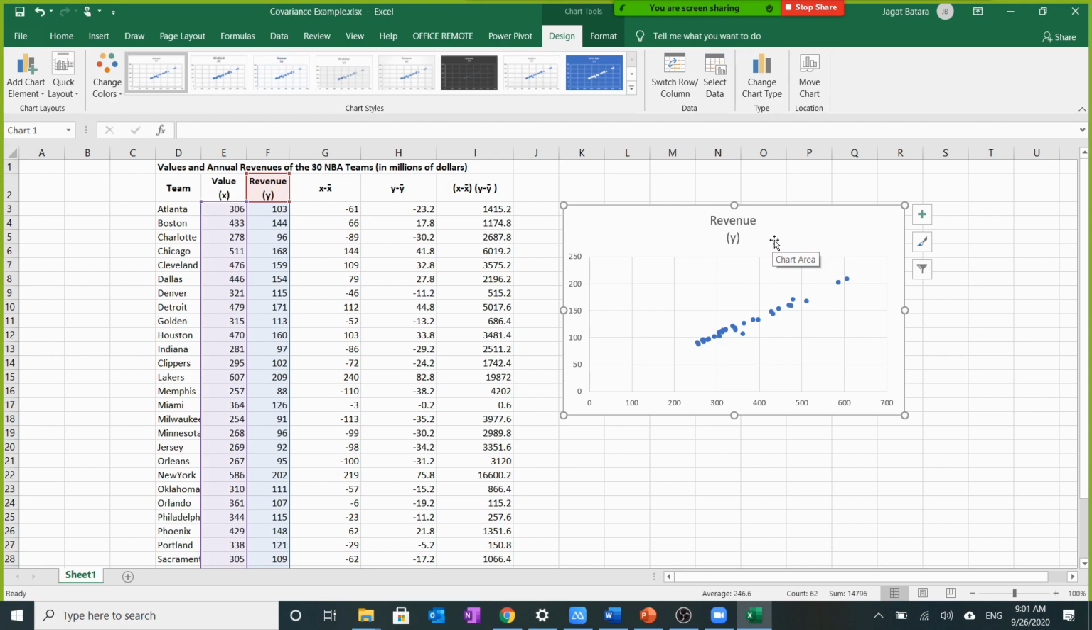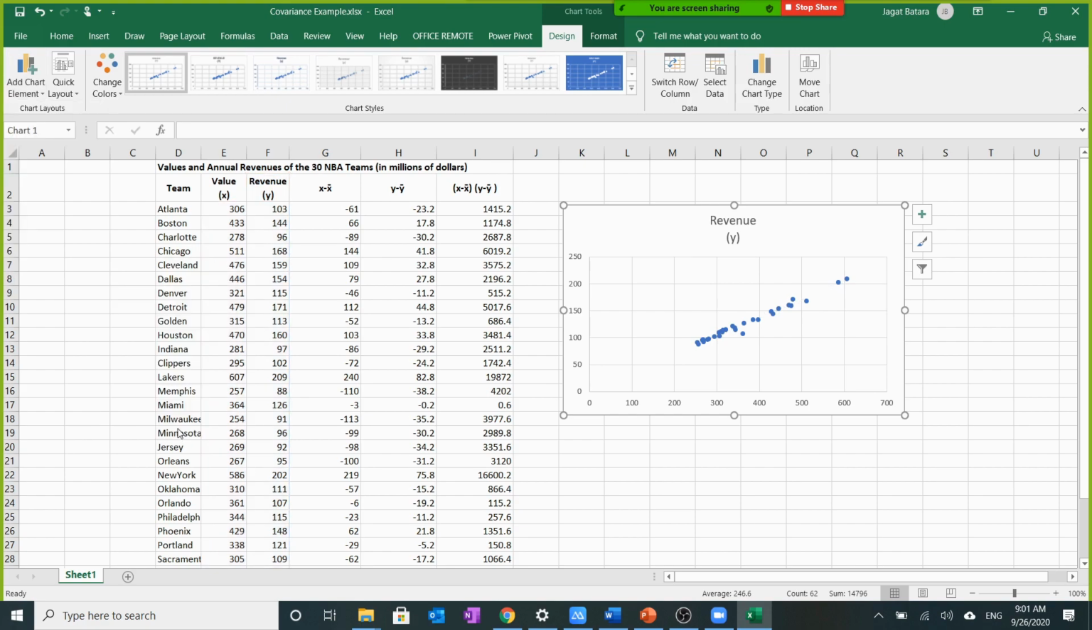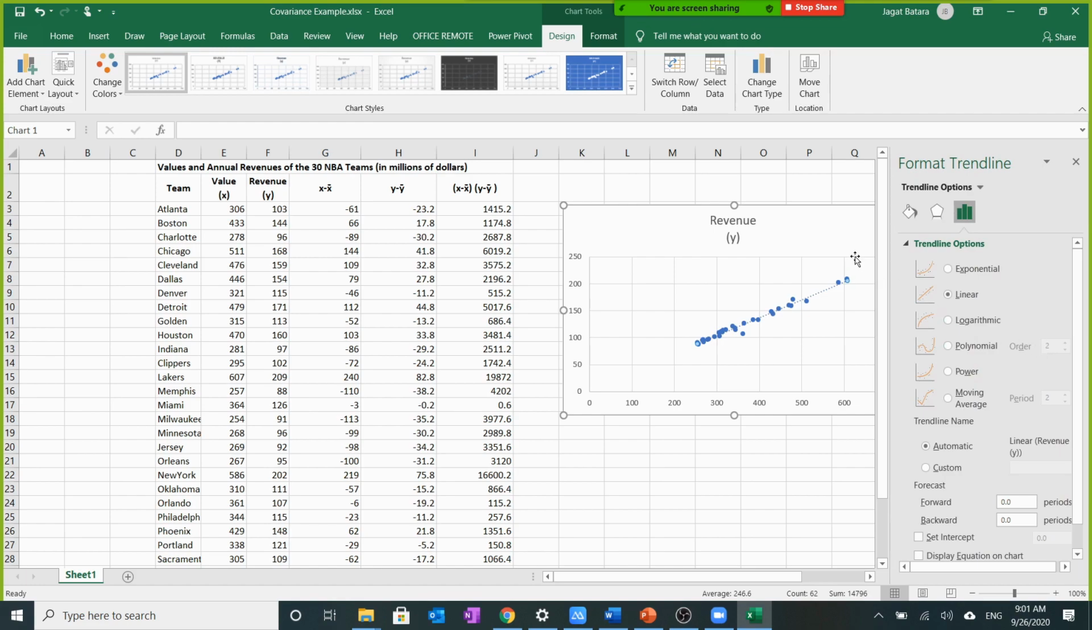Next is to create the linear regression. You will learn about linear regression in the following weeks, but we can easily calculate it in Excel. You can see I choose this linear option.